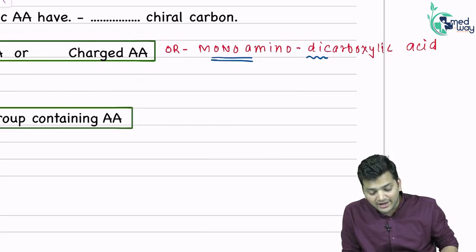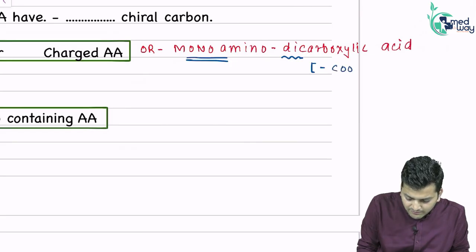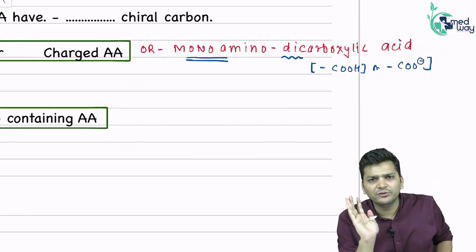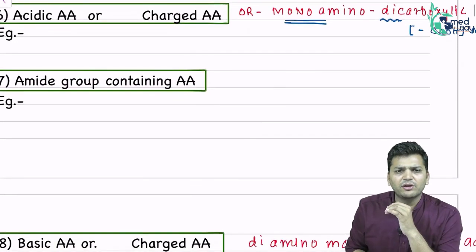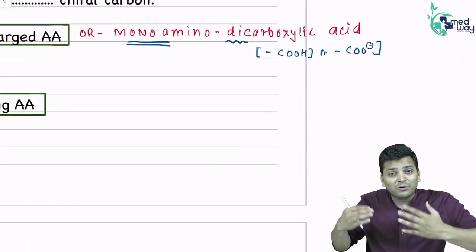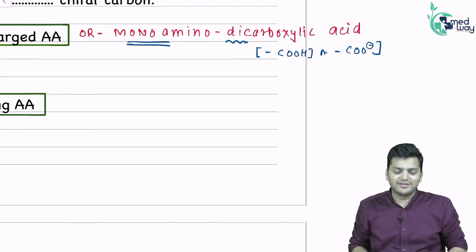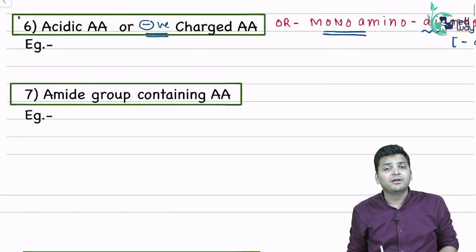And if I ask you how we write acid, we write the acid like this, COOH, or we can write like this, COO negative. Either you write COOH or you write COO negative. So if I ask you what will be the charge on the acidic amino acid? What is the charge on the acid? Negative. And because in the acidic amino acid there is more and more acid, so what is going to be the charge? Negative charge. So acidic amino acids are the negatively charged amino acids. So they can frame the MCQ like this also. Negatively charged amino acid.